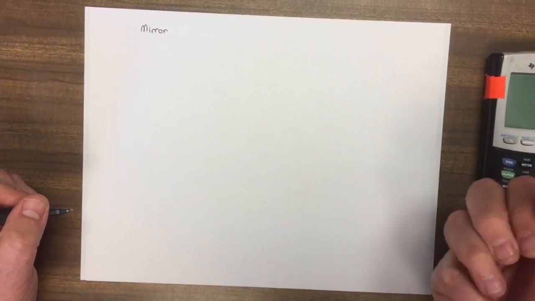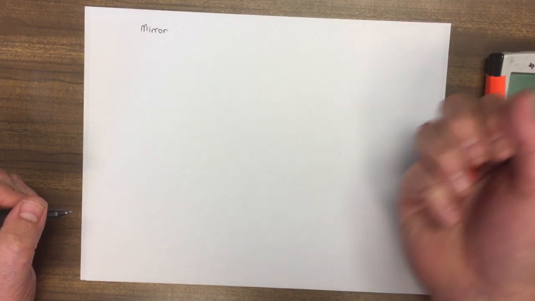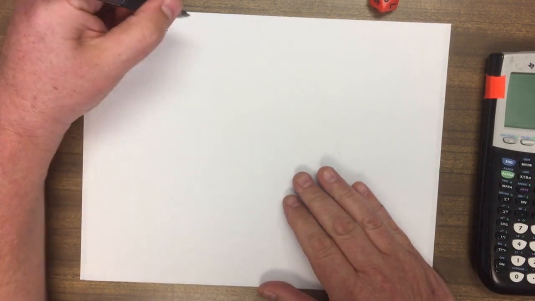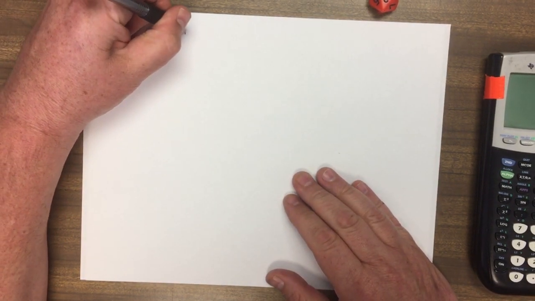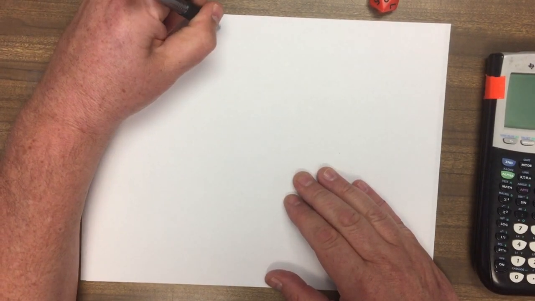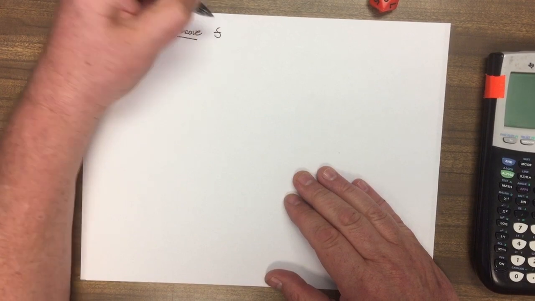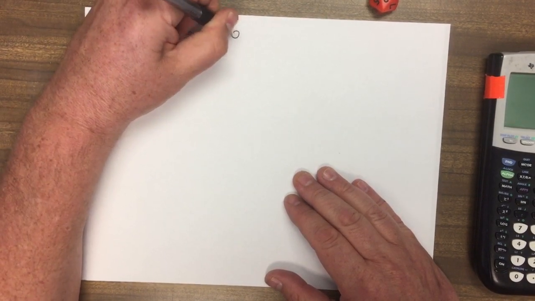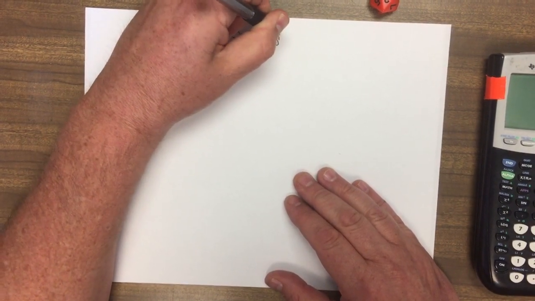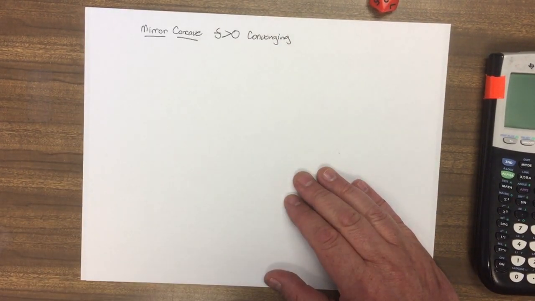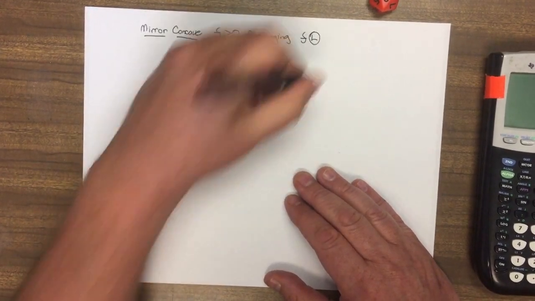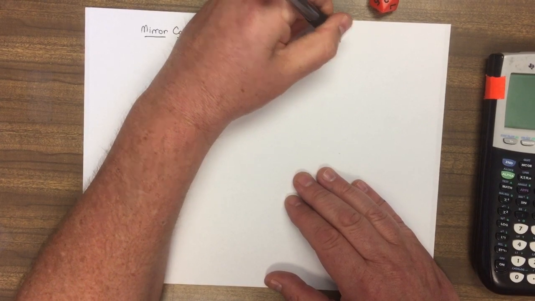Concave, odd, convex, even. Concave, odd. So I have a concave mirror. That obviously means that the focal length is greater than 0. It is a converging mirror. And the focal length is going to be on the left, and f prime will be on the right.